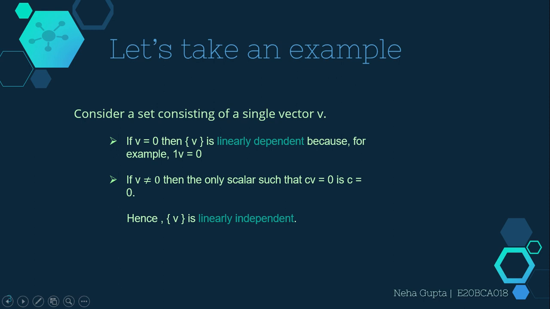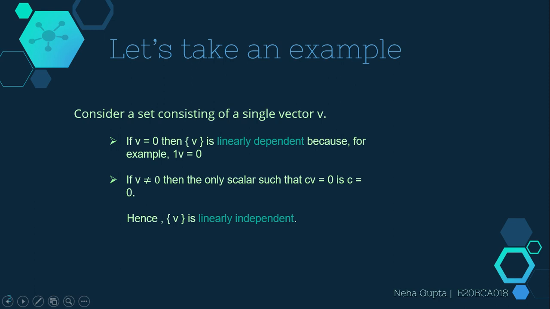Let's take an example. Consider a set consisting of a single vector v. In the first case, if v equals 0, then the vector v is a linearly dependent set, because if we multiply any non-zero scalar with the vector v, it always gives 0. So we can say that the vector v is a linearly dependent set.